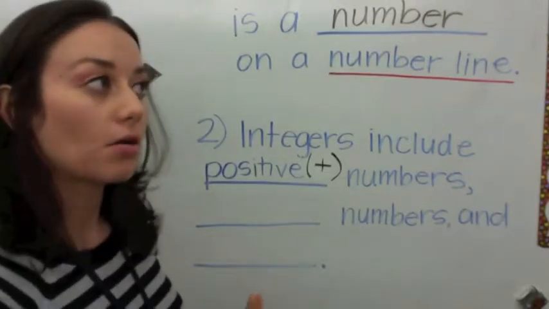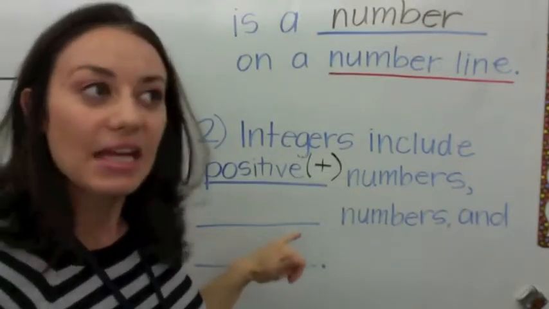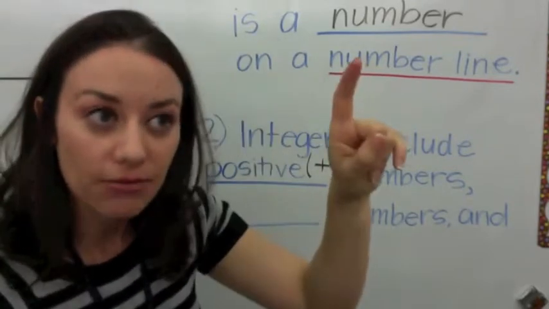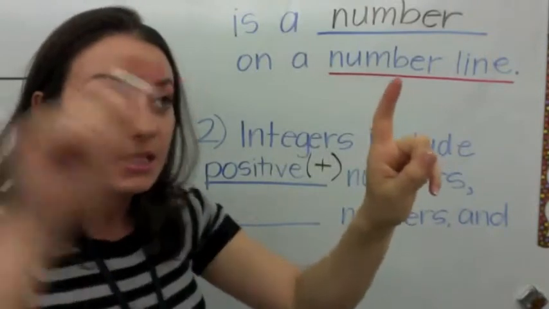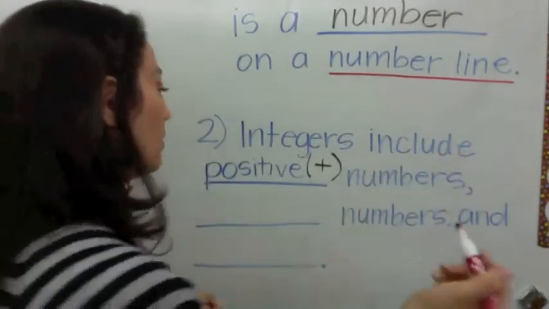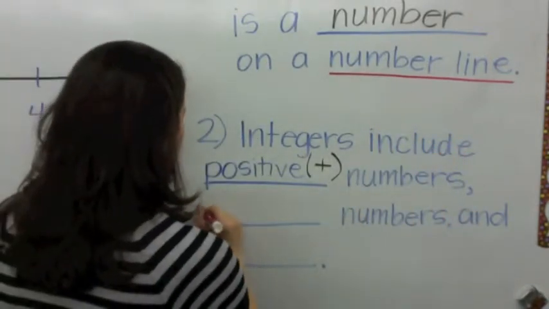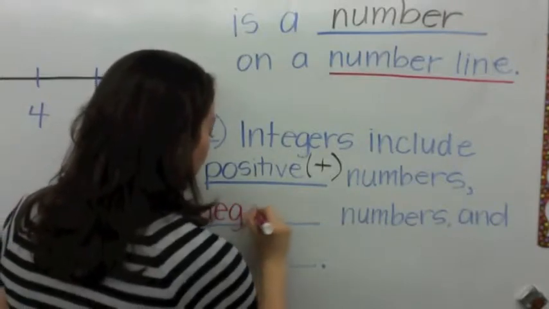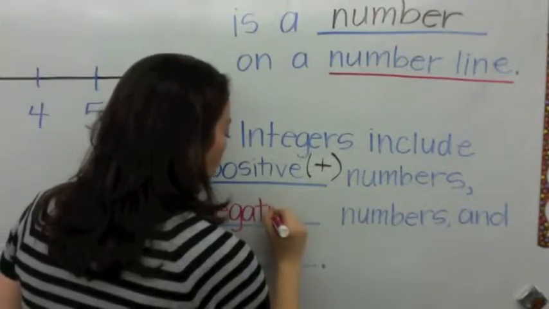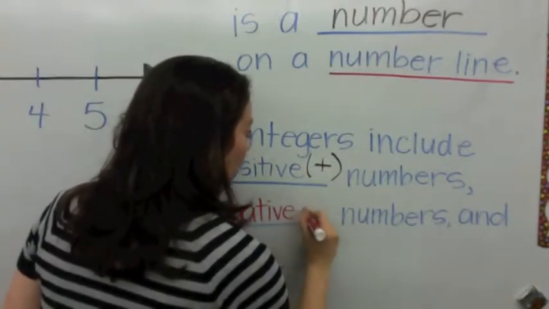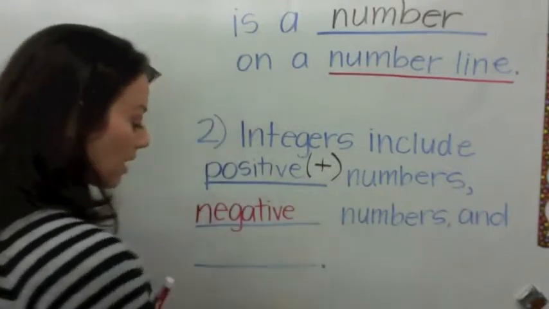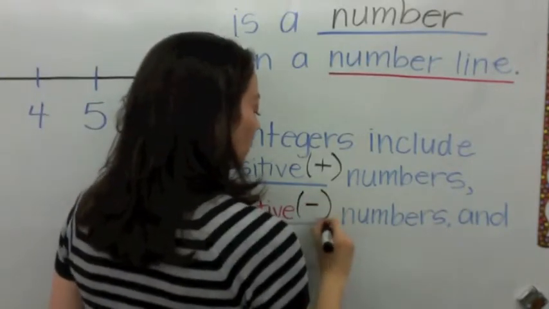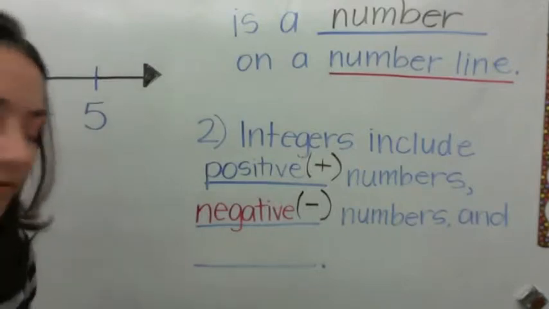Now integers also include negative numbers. The opposite of positive is negative. I'm going to write this in red. Negative. And what do you think the symbol is for negative? If positive is a plus sign, then negative is a minus sign. That's right. Negative numbers.